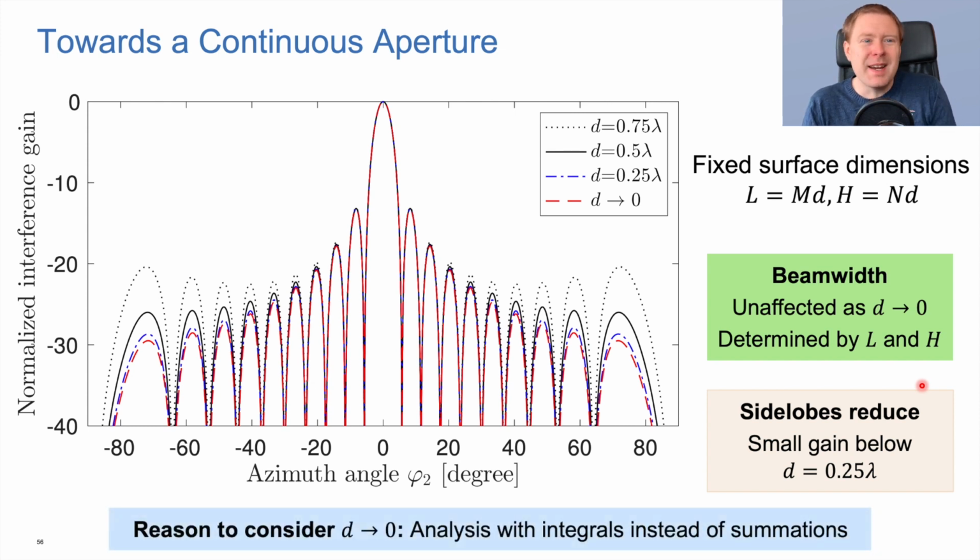So I would say the main reason to actually consider having small antenna elements is that in the limit, when you have a contiguous surface, we are getting integrals instead of summations over the different elements. So that makes it easier to analyze the communication performance.